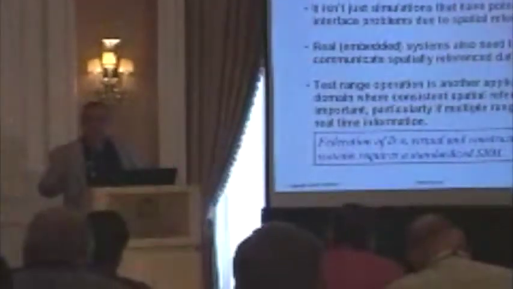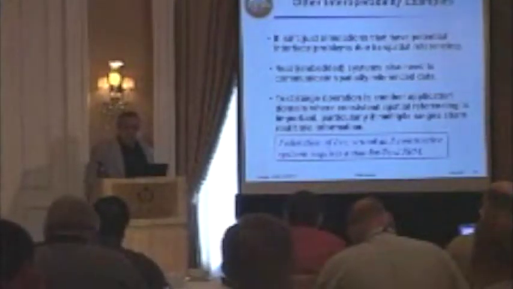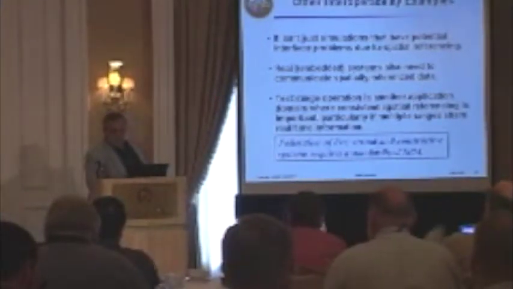I've already mentioned that beyond modeling and simulations, there are other application areas. Embedded systems just mean something like an airplane that drops bombs or navigates or does something. It's a combination of hardware and software. They have to communicate spatially referenced data, and it ought to be right. Test range operations is another thing. People are trying to get the test ranges to become a virtual range and talk to one another, but they all have different coordinate frameworks. And if you're going to do any of these things in a federated way, you need standards.